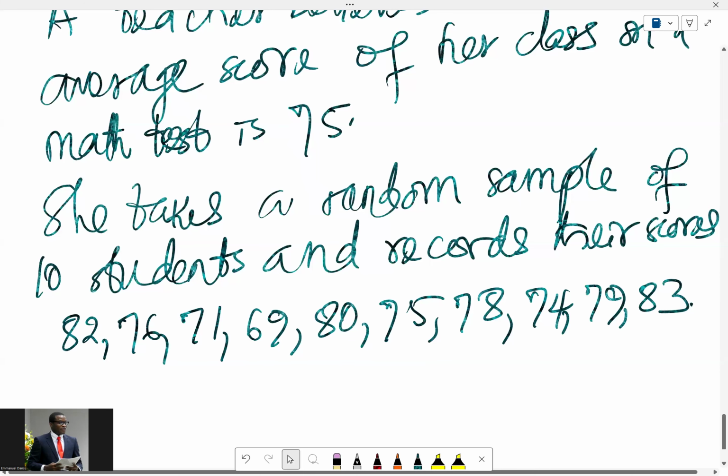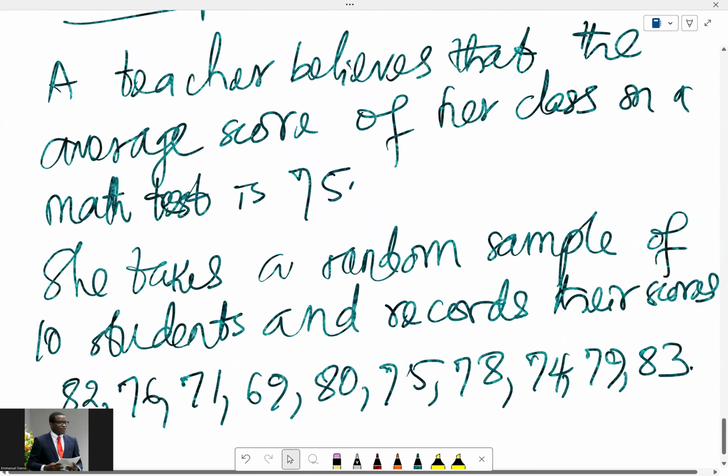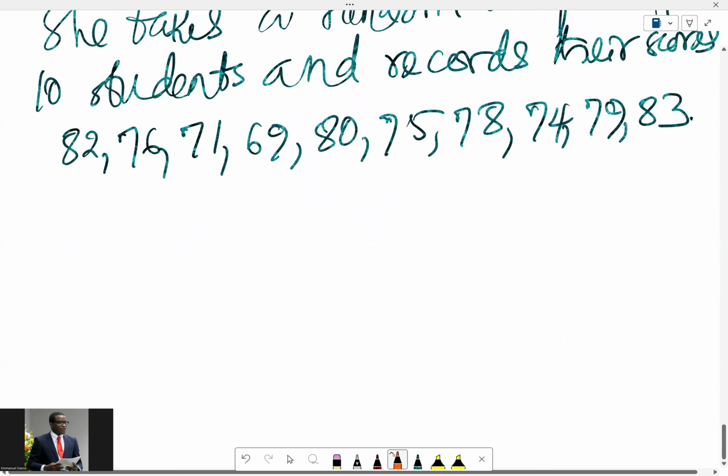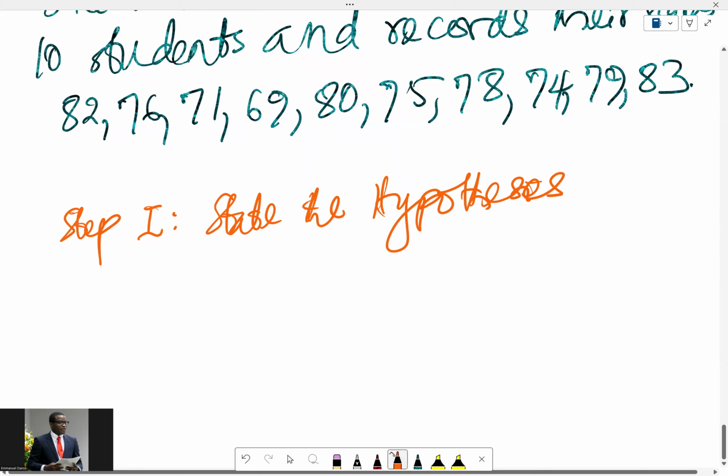So the key is we want to test if the teacher's hypothesis is correct or not. So we want to validate her claim. Now let's go for that. So the first thing is step one. Step one, we want to test her hypothesis. Step one, so you state the hypothesis. And that is simple.